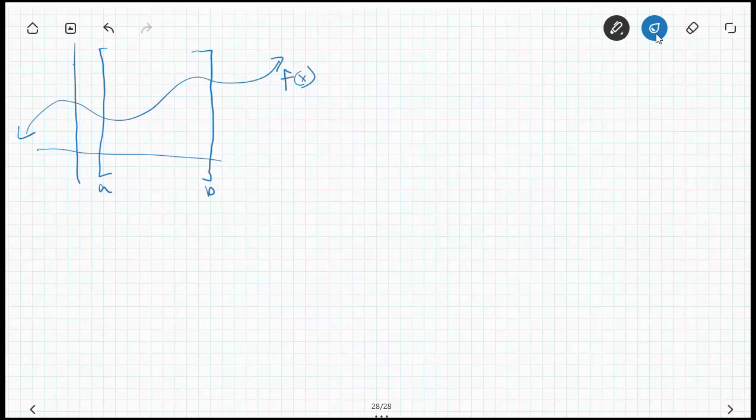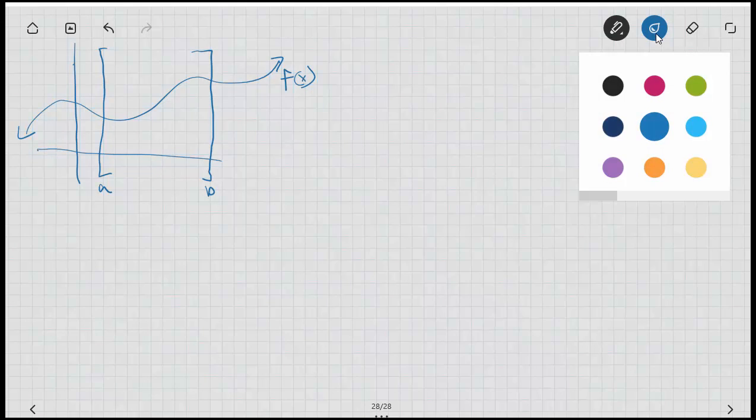But what happens at a and b? Well, if the function is continuous, then it's got to be continuous at those endpoints, right? It has to be. However, because we're only looking at it on a closed interval from a to b, I cannot take that limit, right?